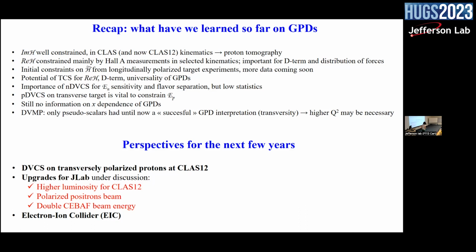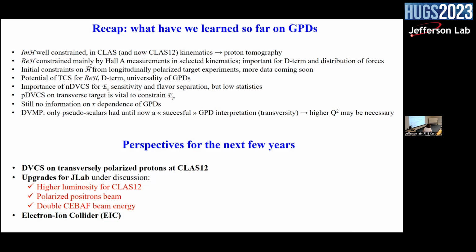We still know nothing about the x dependence of GPDs aside from model assumptions, because as I mentioned yesterday, DVCS only gives us the Compton form factors, which depend on the variables xi and t, but not on the x variable, which is integrated over. And from DVMP, so far, from pseudoscalar mesons we had a successful GPD interpretation for the transversity GPD, but for the other mesons, we really don't know what's happening in the quark valence region. So we may need to go to higher Q squared.